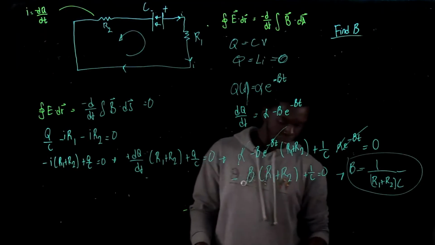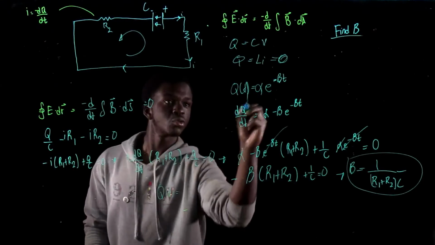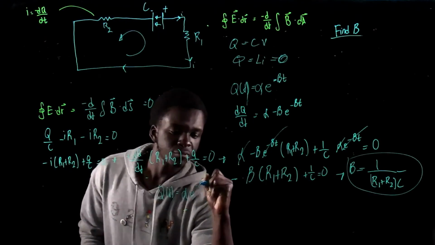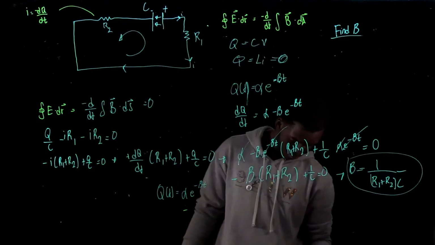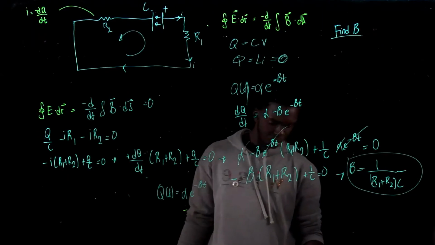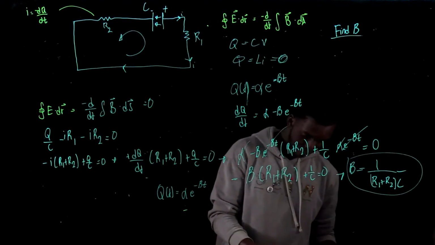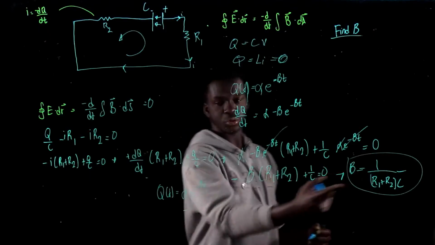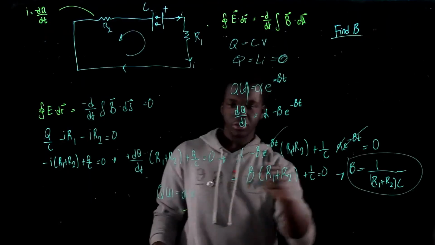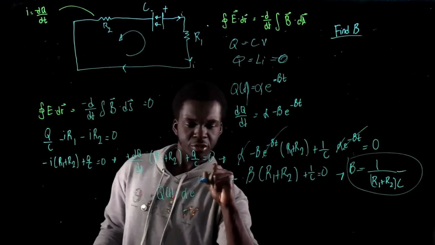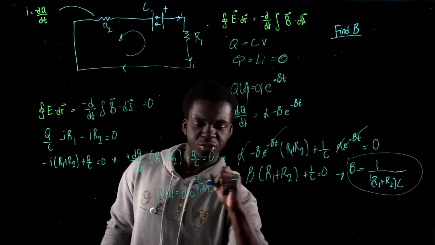And now you can solve for alpha easily, just using Q of T is equal to alpha E negative beta T. All you got to do is plug in the beta. Oh, you know beta now. You already know beta. So negative beta T is going to be negative T over R1 plus R2 times C.